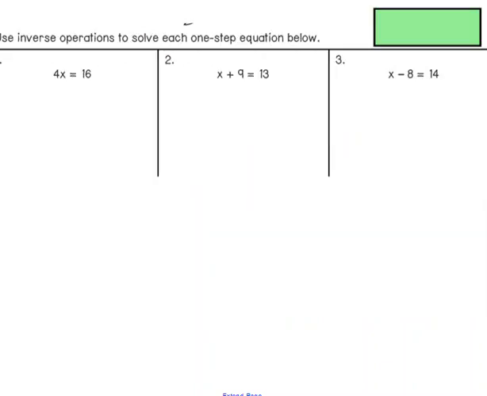Let's keep going. All right, now, if I look at these right here, use inverse operations to solve each step below. So number one, number two, and number three. Now, I will be very honest. These are some very simple starting points.